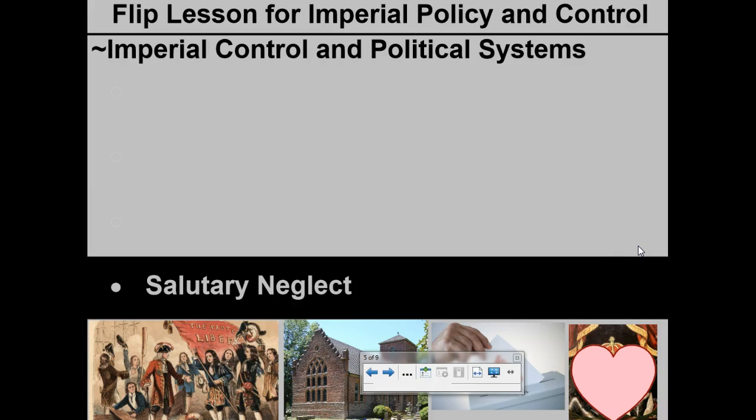Now, the period of salutary neglect is basically from the founding of Jamestown, 1607, until the end of the French and Indian War, which is 1763. Salutary is beneficial, and we all know what neglect is. It's beneficial neglect, salutary neglect, because it allowed the colonists to develop their own political systems with a small amount of government oversight. And this gave them a sense of unique political identity and gave them a sense of very limited imperial policy and control over their political systems.